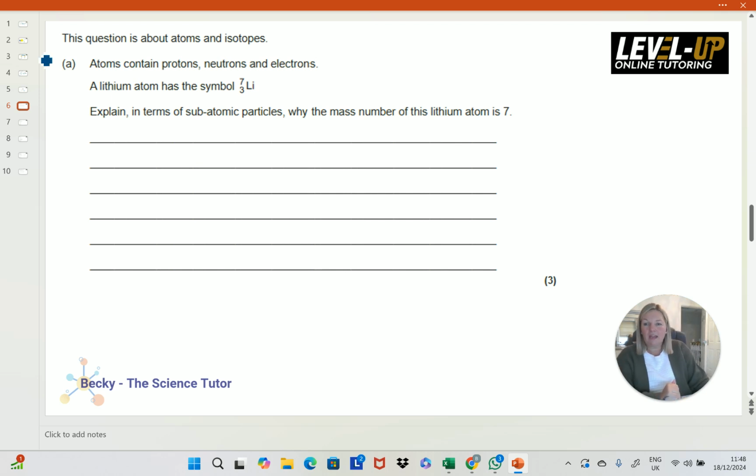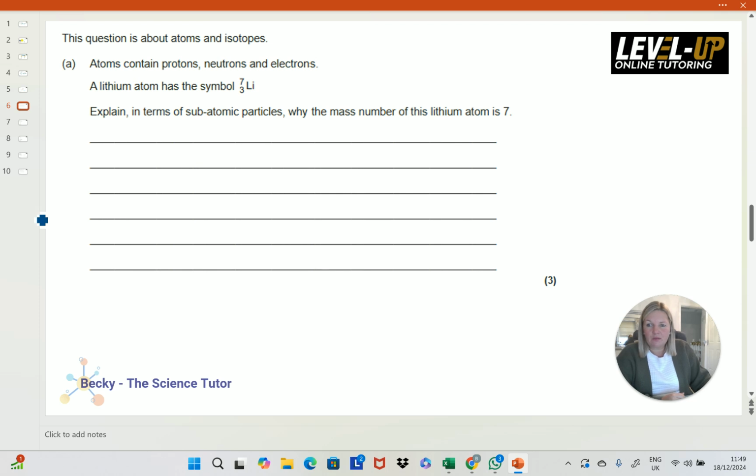Okay, so here we said that a lithium atom, and it's giving you the symbol, mass number of 7, proton number of 3, and explain in terms of subatomic particles why the mass number is 7. So we have to think about what particles are making that mass, and why do we have 7, because it asks us to explain. So why has it given 7? Okay, so 3 marks available.